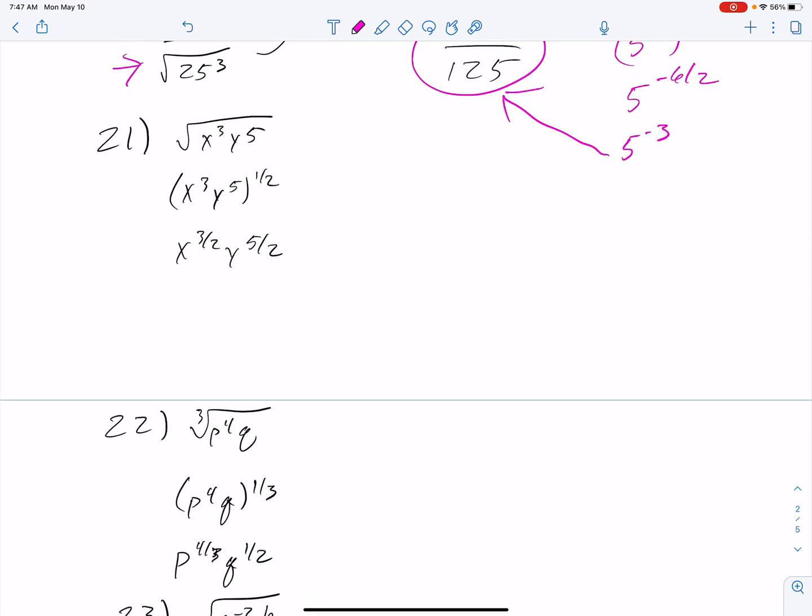21 wants us to rewrite using exponents, so I know that a square root is a 1/2 exponent. I can use my rule of exponents to distribute, and I have my value. 22 is very similar, except it's a cube root, so I write to the 1/3, then I distribute to get p to the 4/3, q to the 1/2.